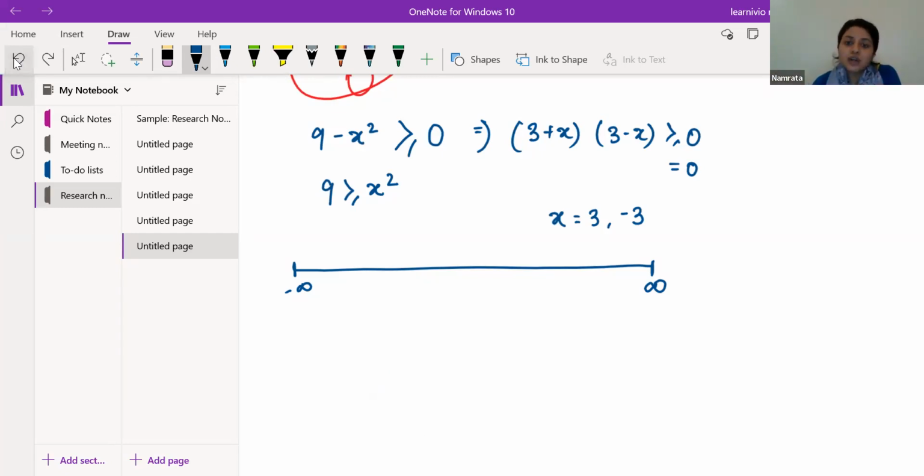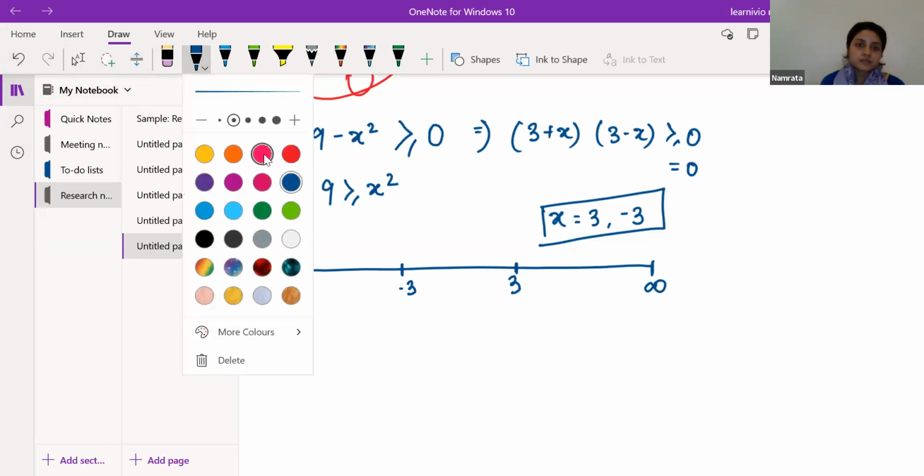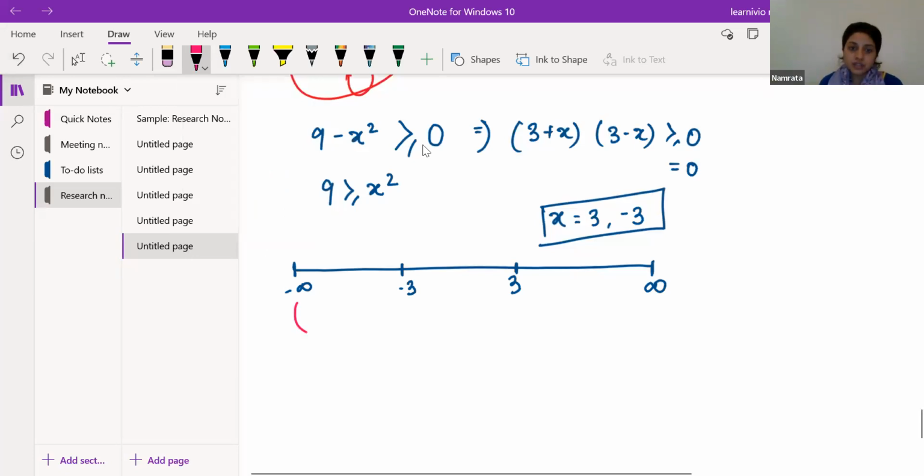So for that, what can be done? First, treat it like an equation. Once you treat it like an equation, you will get a few values of x. Take those values and place them on your real line. So we got 3 and minus 3. Minus 3 I am writing first, and then I am writing 3. Now how many intervals did we get over here? We got the first interval, second interval, third interval. Three different partitions. So we have divided the real line into three parts.